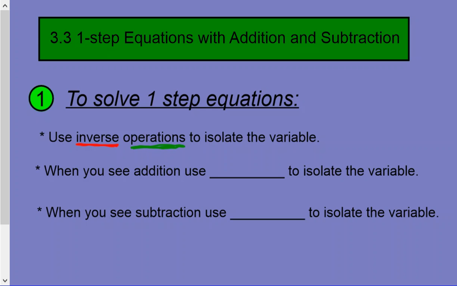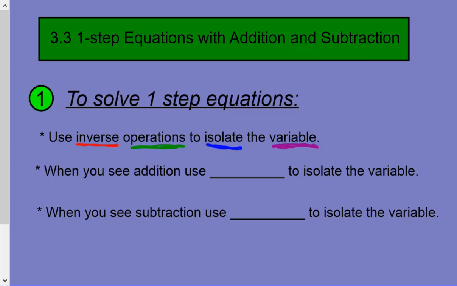And to isolate the variable just means that we're trying to get the variable by itself. And remember, the variable is just a letter that is taking the place of a number, taking the place of an unknown number. Okay, so we're going to use the inverse operations to isolate the variable.